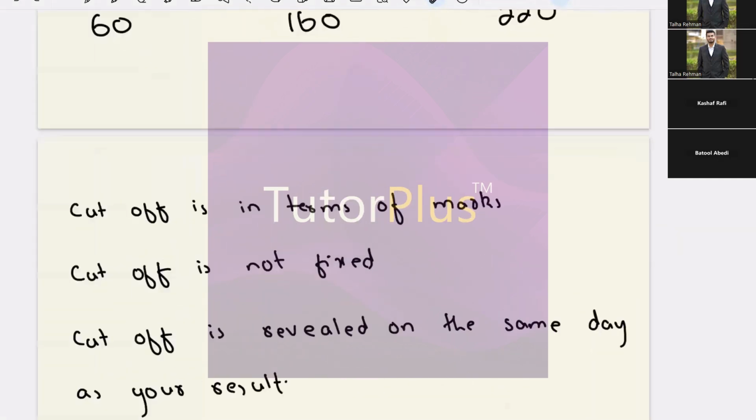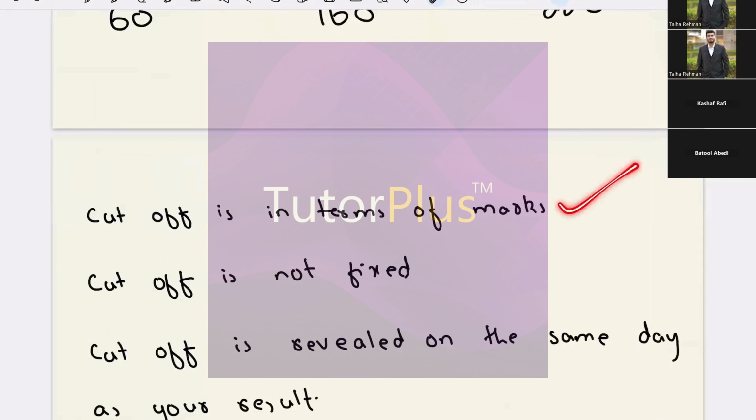Also remember, beta, if you're sitting the IBA test, the cutoff is in terms of marks. The cutoff is not fixed. It keeps on changing every year and it is announced or revealed on the same day as the IBA actual result. So please remember that the cutoff will always be in terms of marks. The next thing that you must remember is that the cutoff is not fixed. IBA keeps on revising it, and it is announced on the same day as your result.